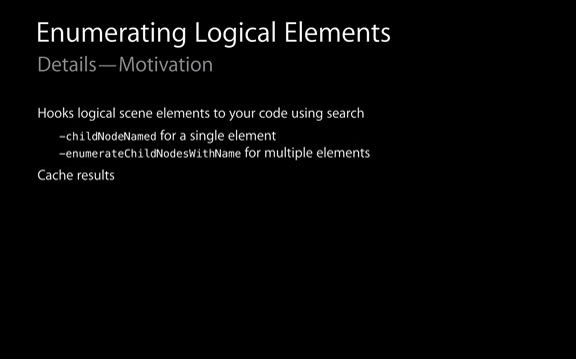So the motivation for doing this is that you want to have a simple way of taking your logical scene elements and hooking them up to your code. There are two different methods for searching. Child node named for finding a single element, and enumerate child nodes with name for multiple elements, and cache the results. I really can't stress that enough.